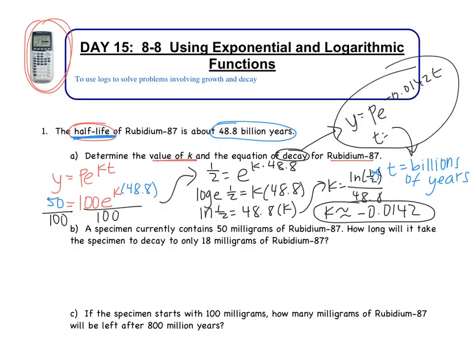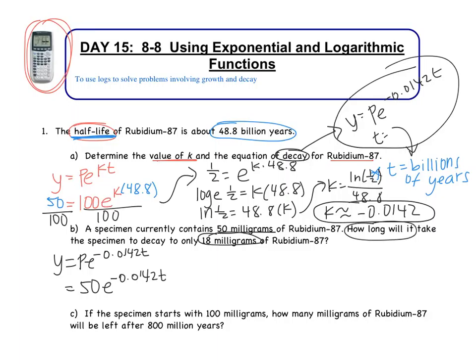So B, a specimen currently contains 50 milligrams of rubidium-87. How long will it take the specimen to decay to only 18 milligrams of rubidium? So let's start with our original equation, which is y equals Pe to the negative 0.0142t. Okay, so it says I currently have 50 milligrams, so that's going to go in for my P. So I have 50 e to the negative 0.0142t.